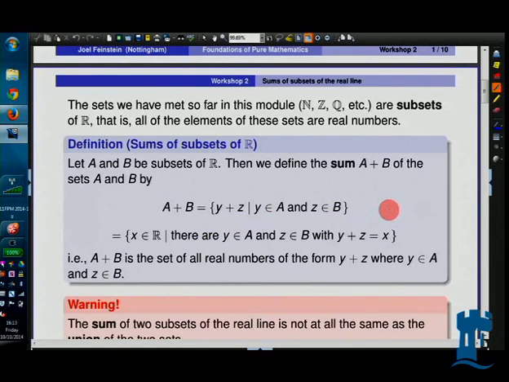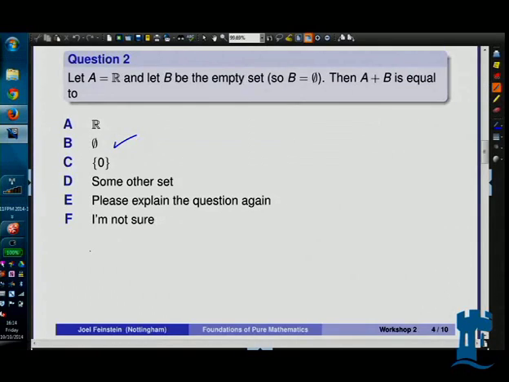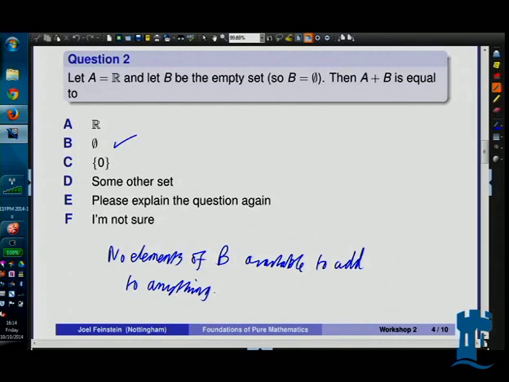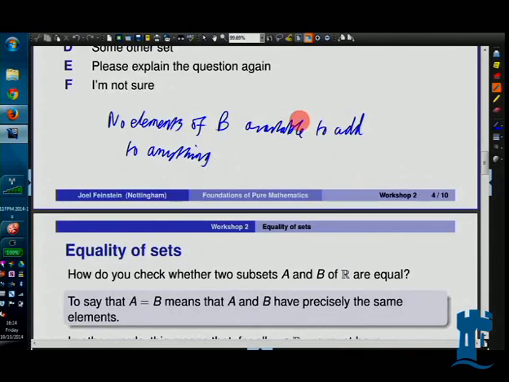Okay? So take care when working with definitions. The empty set is always a bit of a problem. There are no elements of B available to add to anything. So you feel like you should be able to get all real numbers because you can already get all real numbers from the first set. But the fact that you can't find anything in the second set to add to them ruins everything. Okay? Now we've got some idea about sums of two sets.